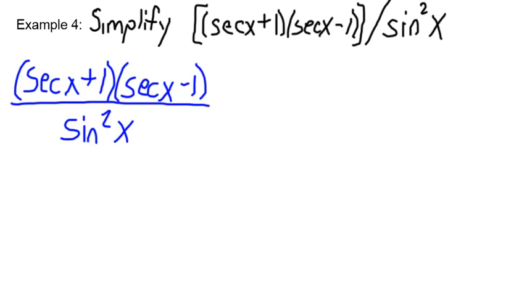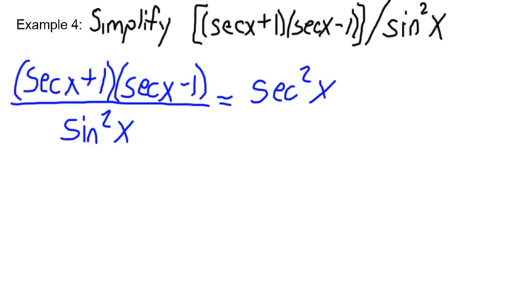Example 4, we want to simplify the quantity of secant x plus 1 times the quantity of secant x minus 1, all of that divided by sine squared x. Again, something that looks really complicated, but is going to simplify down really nicely. In the numerator, we have two binomials being multiplied. We could use the FOIL method, or if you recognize that this is a difference of squares, you can multiply really quickly. Secant x times secant x is secant squared x. If we FOILed, we'd have a positive secant x and a negative secant x.